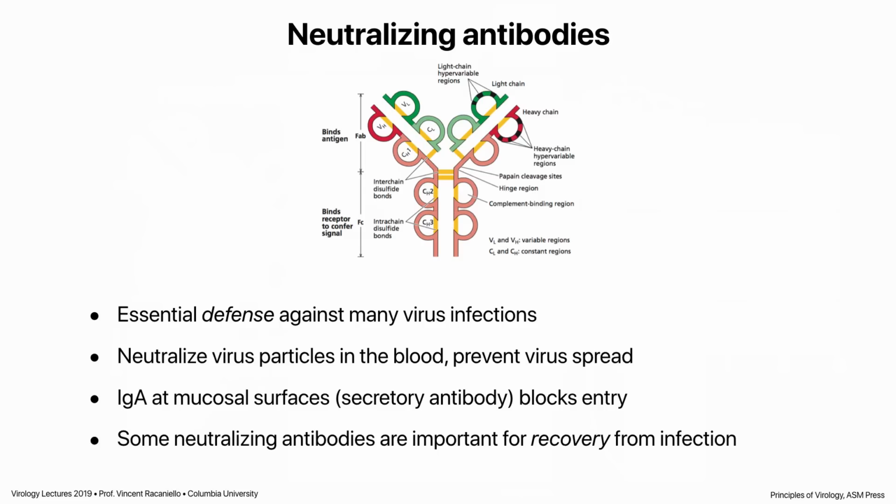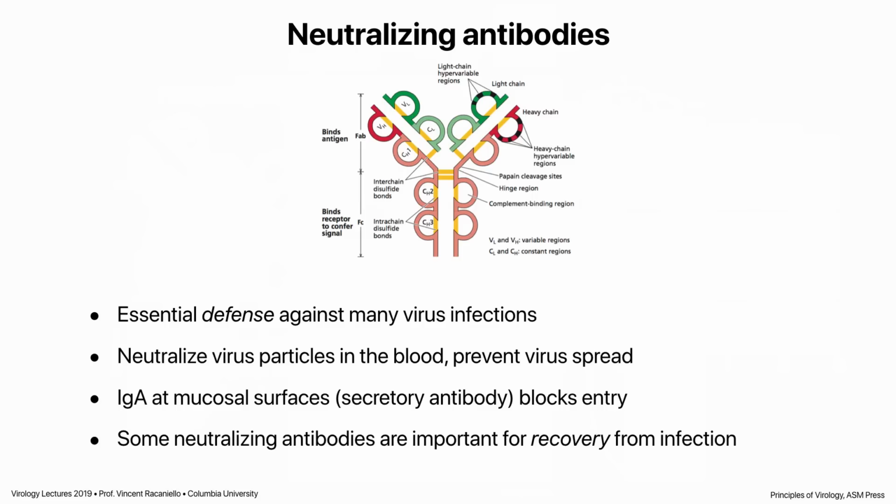But if you have a memory response to the virus in form of memory B cells, the next time you're infected, then those antibodies will be produced very quickly and they can prevent infection. So it's important to remember the difference between your initial infection and preventing a second infection. Antibodies are a good defense for those second infections, and that's why vaccinations work.